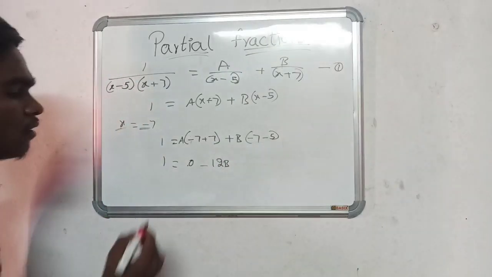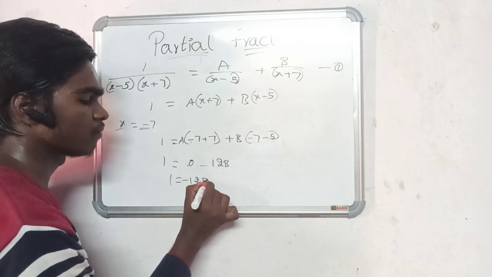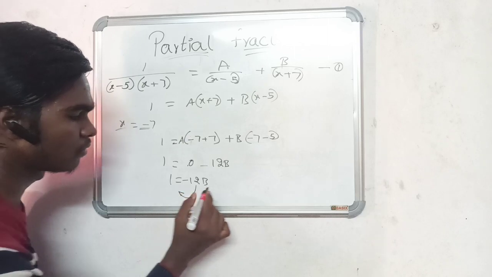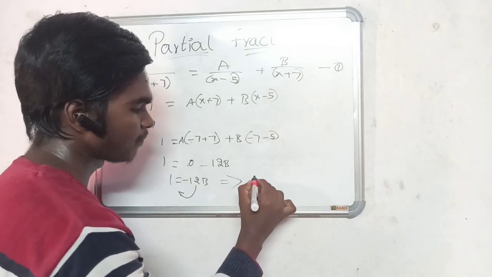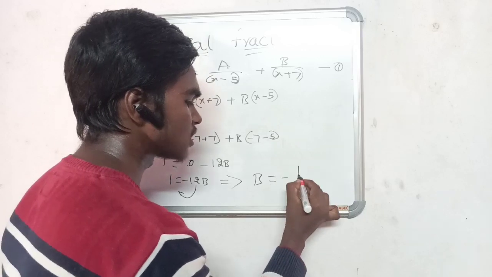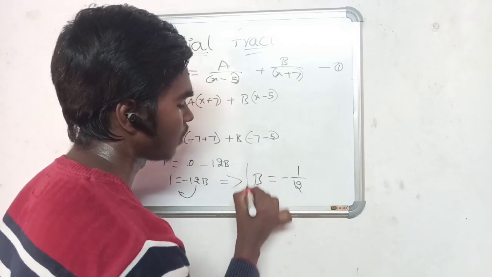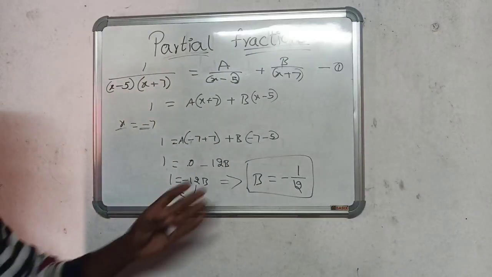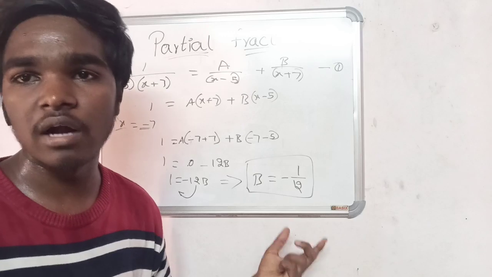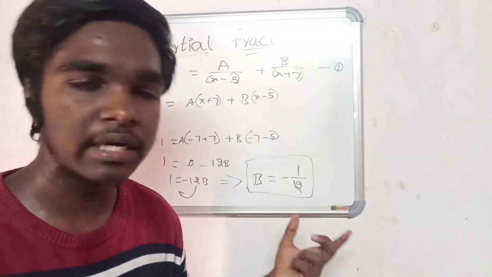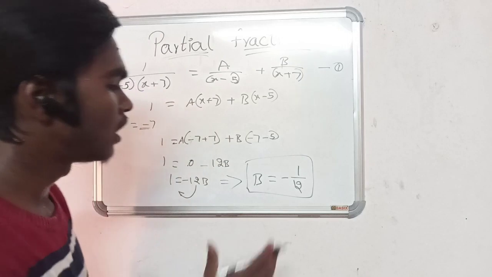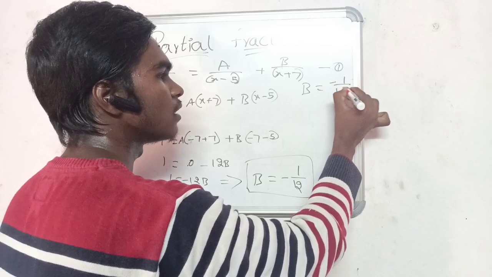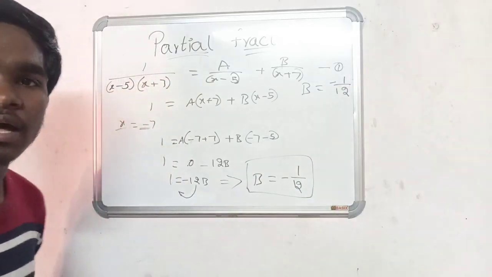Then 1 is equal to minus 12b. We want to get the value of b. Now transfer this value into here. Then you will get b is equal to minus 1 by 12. Keep this b value in a box and keep this b value at a side, because we want to carry this b value till the end of the sum. So keep this b value aside. b is equal to minus 1 by 12. Now we want to find out the a value.